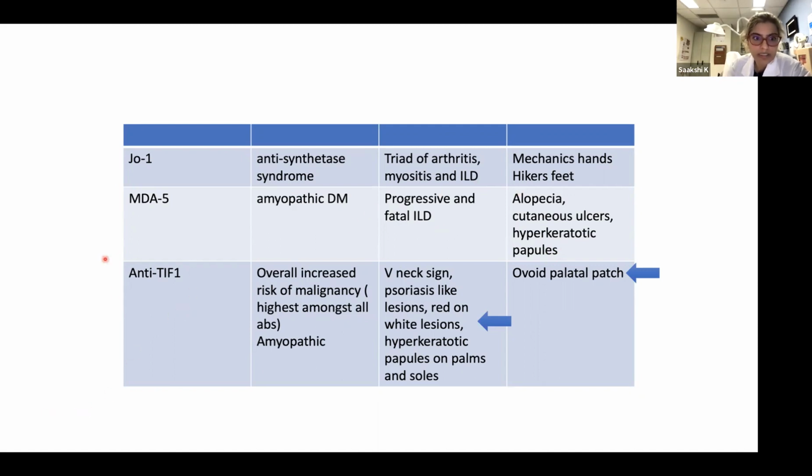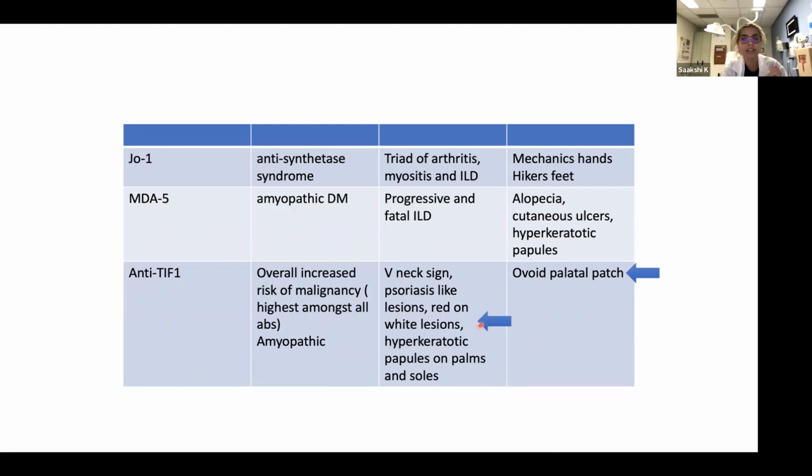The last antibody is TIF1 antibody, and this is important because this has the highest overall risk of malignancy, because DM does have an association with malignancy. So any patient that has DM needs to get screened for malignancy annually. And the TIF1 antibody is the one that has the highest overall risk of malignancy.